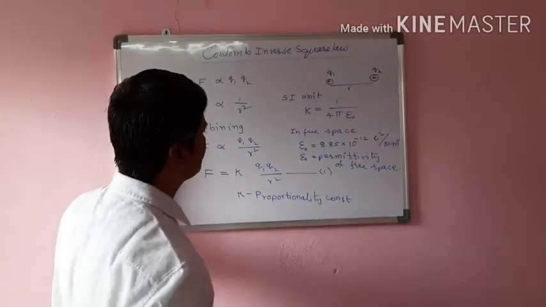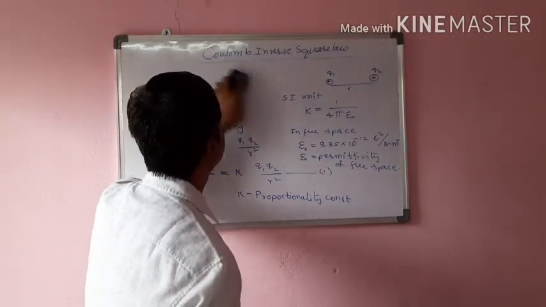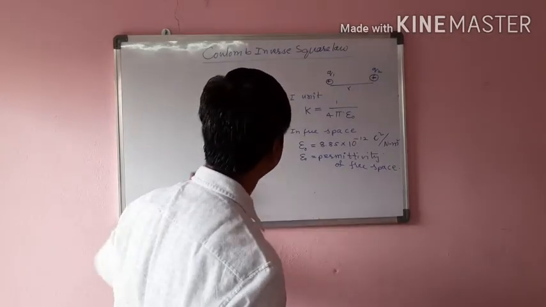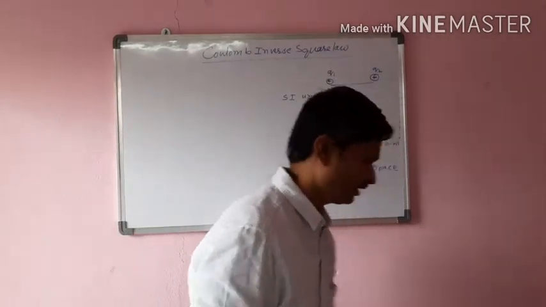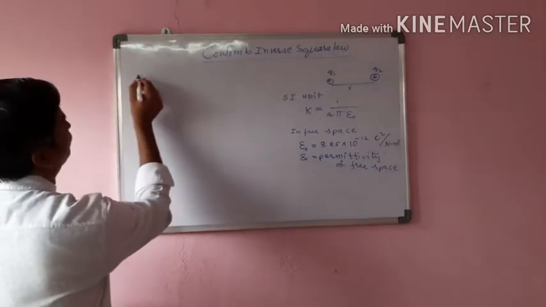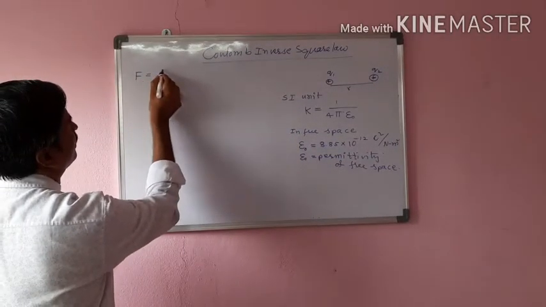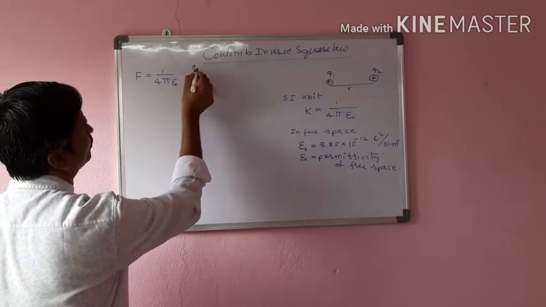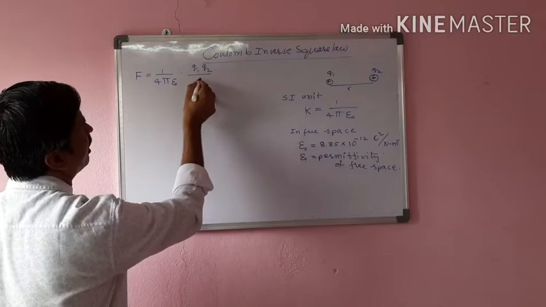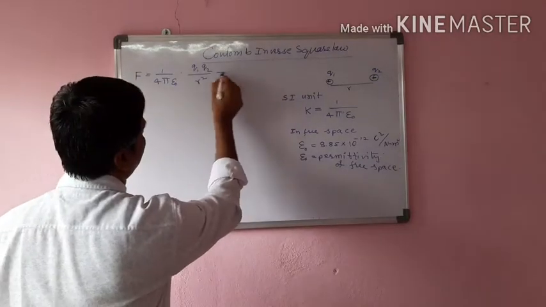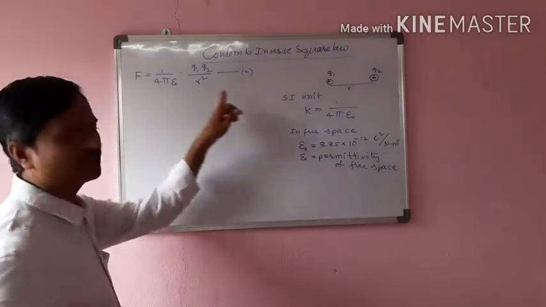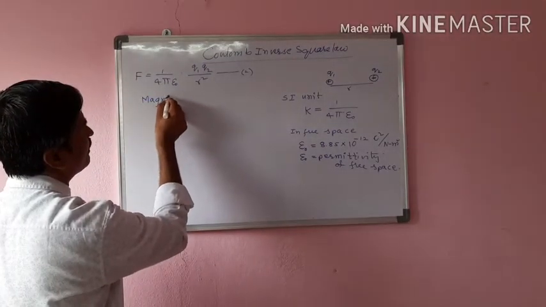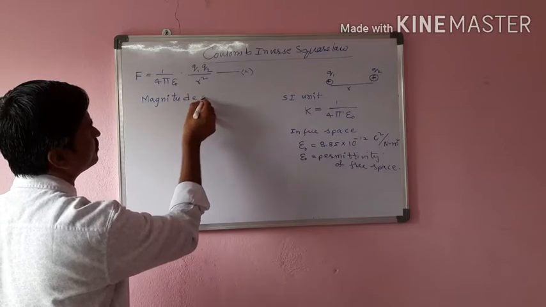Now let us substitute this value in equation number 1. We write F is equal to 1 by 4 pi epsilon naught into Q1 Q2 by R square. Say this is equation number 2. This is the magnitude of the force.